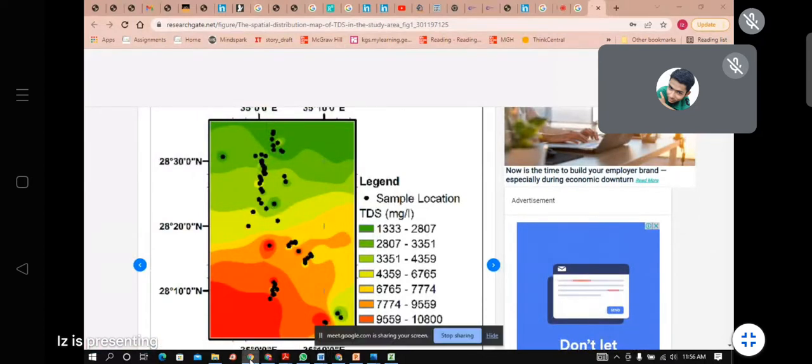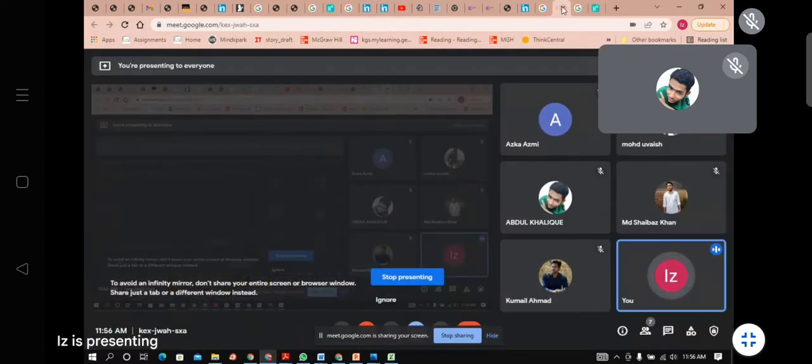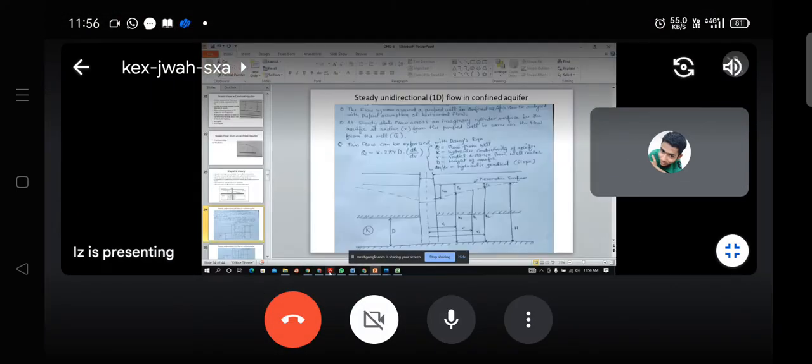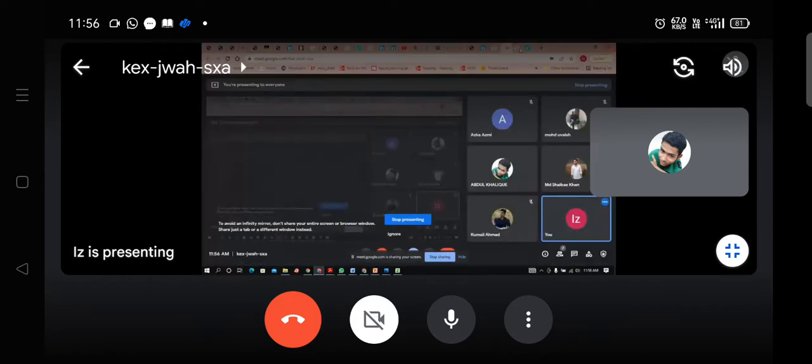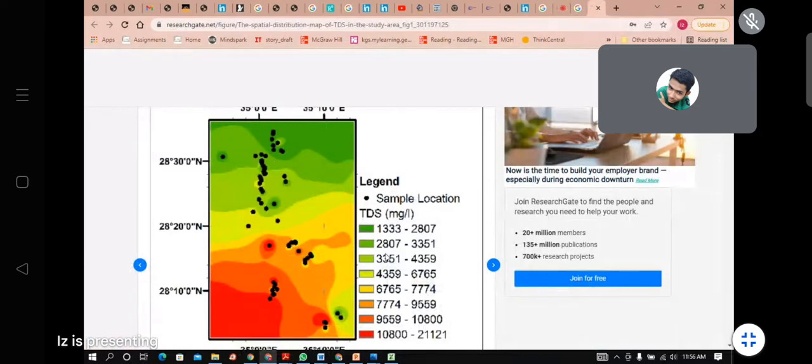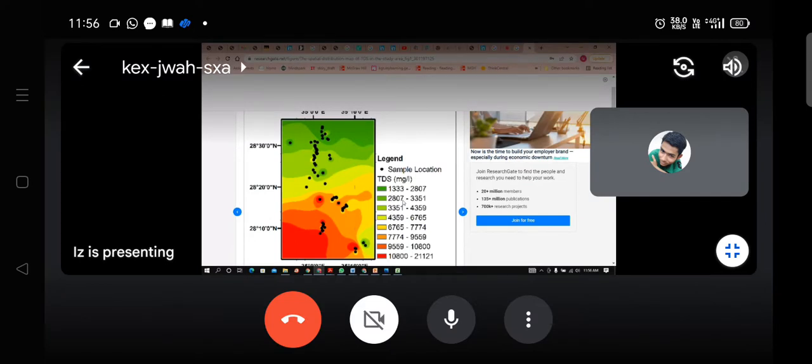If I ask someone, let me ask Abdul Khalid. Abdul Khalid, please explain. You just need to describe this distribution pattern. What is this basically? Sir, this is the distribution of TDS. Distribution of TDS, very good.